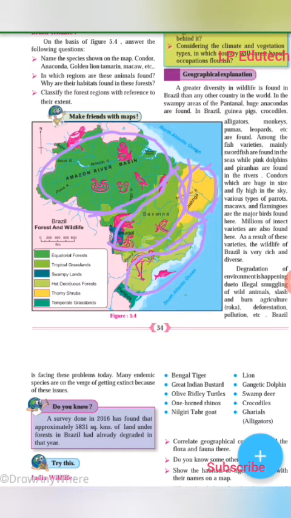And the temperate grassland, that is pampas, covers the very smallest part of Brazil, the very south. This is the pampas region. So in this way we can classify. Okay, got it. We just classified the forest region with reference to their extent.